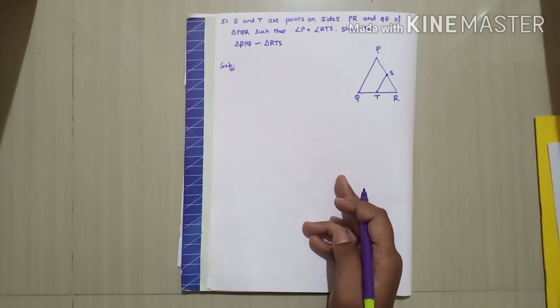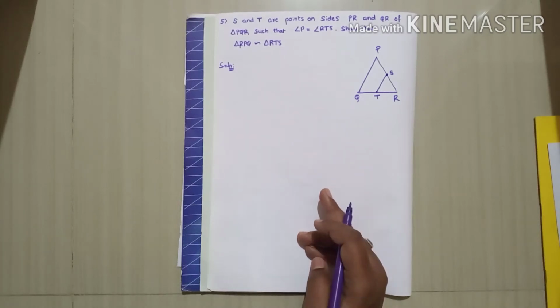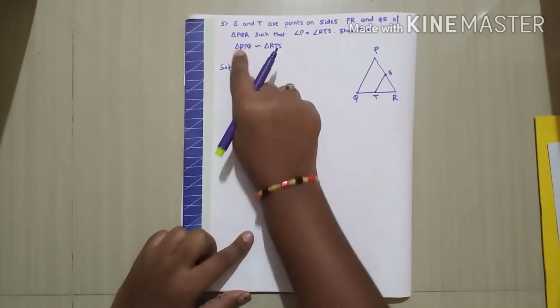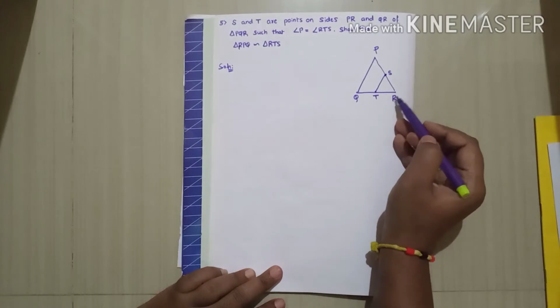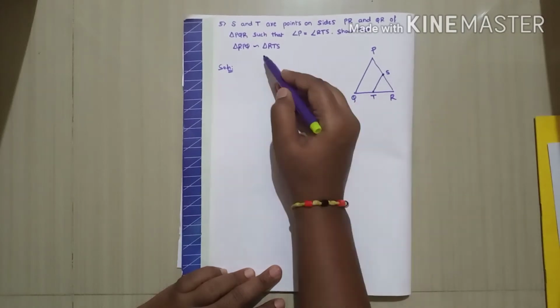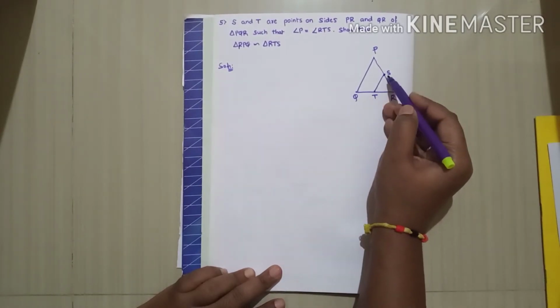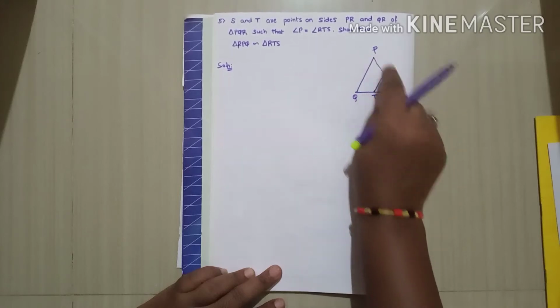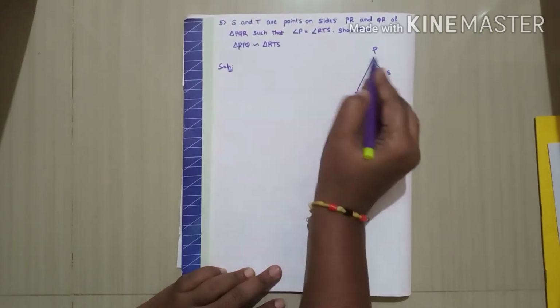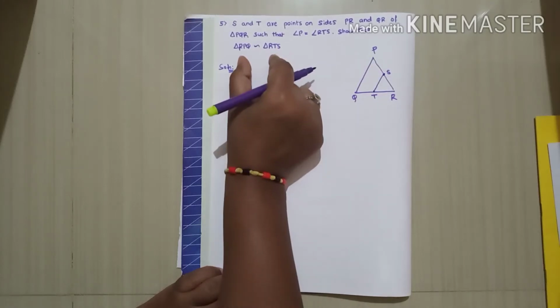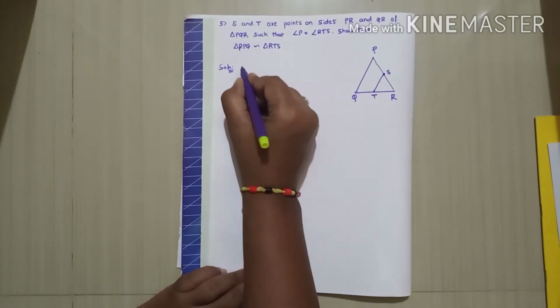What we want to prove, just you see, we want to show that triangle RPQ is similar to RTS. These two, bigger triangle and smaller triangle, are similar. We want to prove here. One thing they have given. So those two triangles you consider first.